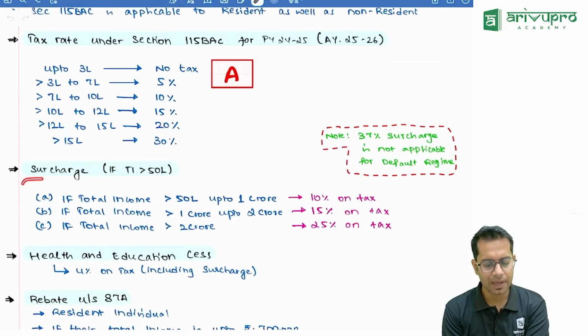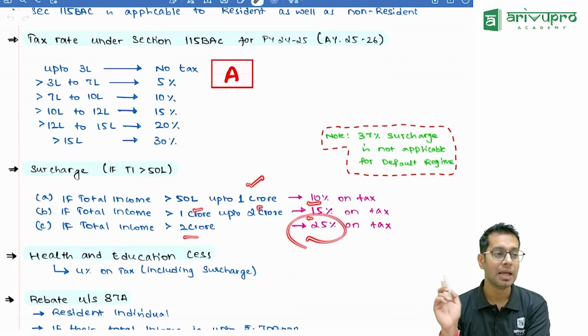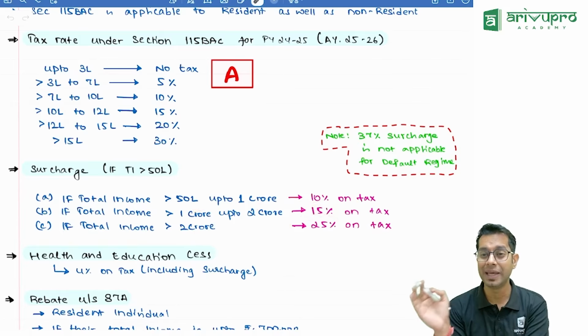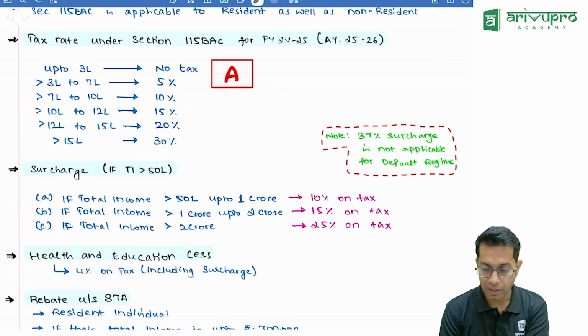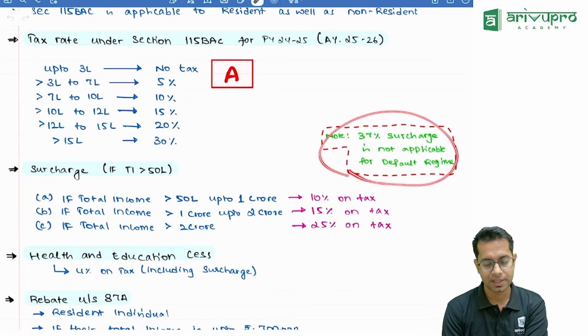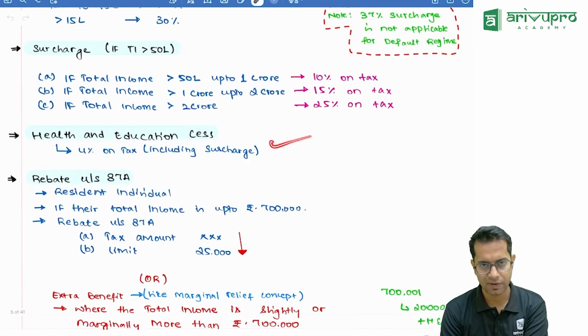So surcharge will be applicable if the total income is more than 50 lakhs. So up to more than 50 lakhs, up to 1 crore, it is 10%; 1 to 2, 15%; more than 2, it is 25%. These people under the 115BAC default tax regime don't have the 37% surcharge. People don't have what, sir? They don't have the 37% surcharge. Health and education cess is anyways applicable to them.